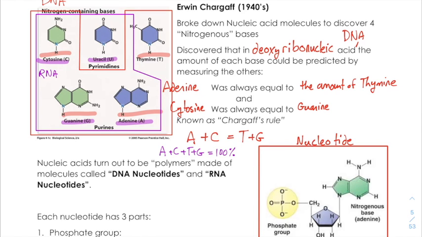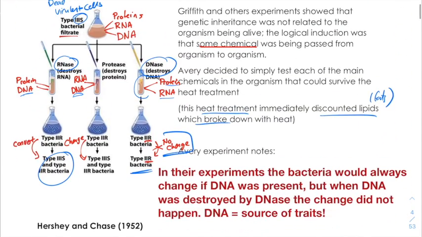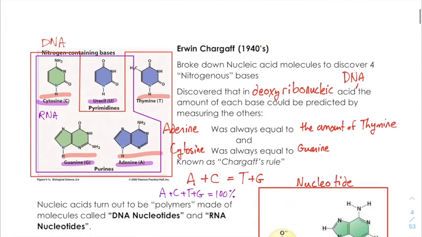So they used radioactive viruses in the Hershey-Chase experiment to show that the radiation that was placed on the DNA would be inherited by the infected bacteria. And they also did the other experiment, the Oswald Avery experiment, where they showed that as long as you did not destroy the DNA, a bacteria could inherit a new trait. And so this showed that DNA was important.